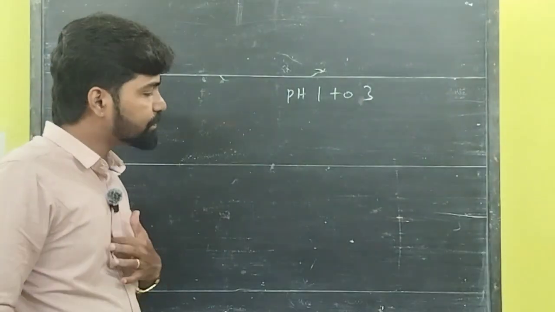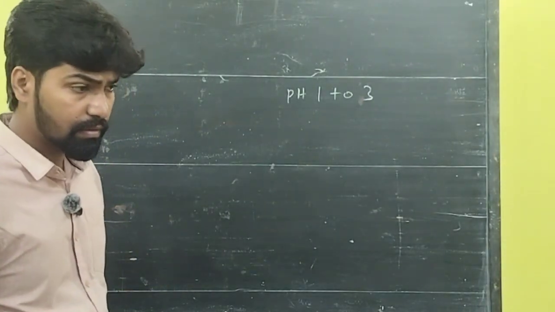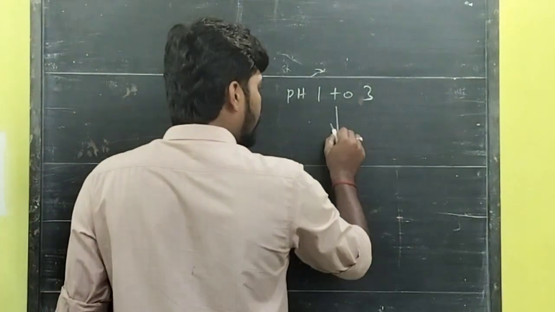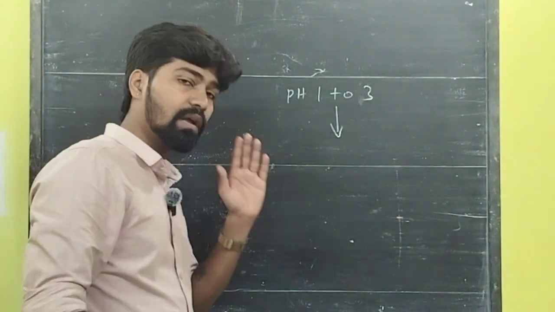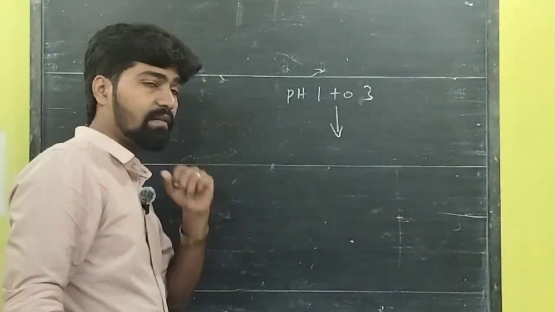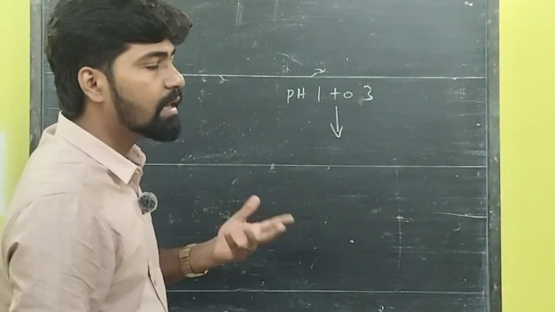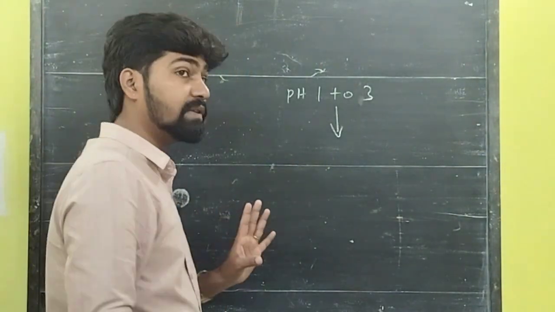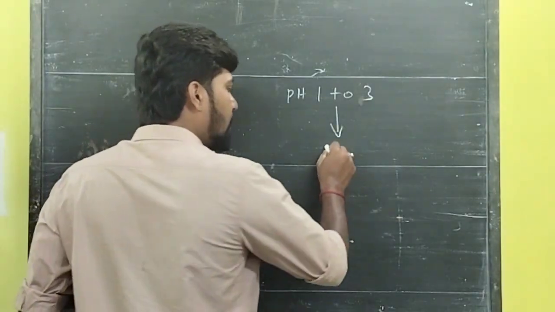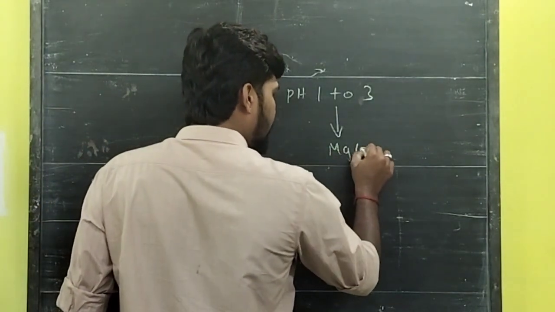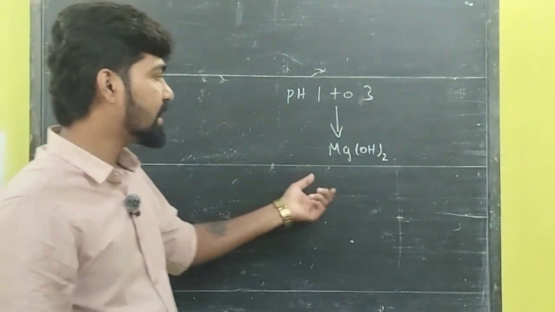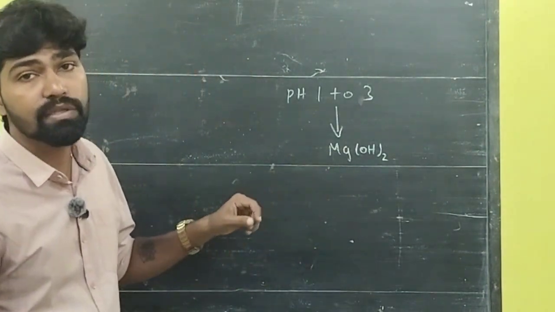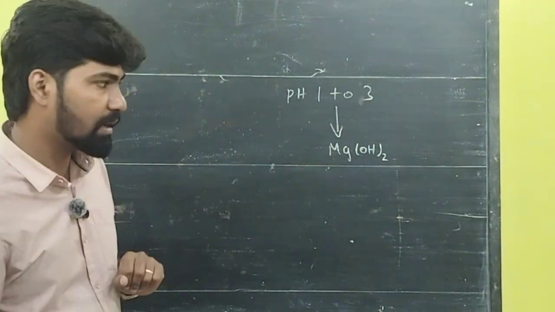Now, antacid. I told you that you just need to remember a neutralization reaction in your mind. How do you neutralize? If the acid level is increased, what will you add? You will add any base which is consumable, for example milk of magnesia. Milk of magnesia is what you will use as an antacid to neutralize the excess acid in your stomach.